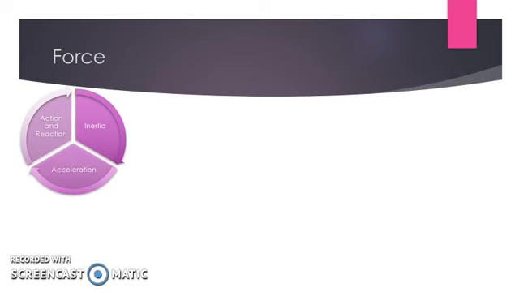The second law is the law of acceleration. This law states that the acceleration of a body is proportional to the force causing it, and the acceleration takes place in the direction in which the force acts. So in simple terms, this means that acceleration is proportional to the force that is acting upon the body. So if there's a small force, there'll be a small acceleration.